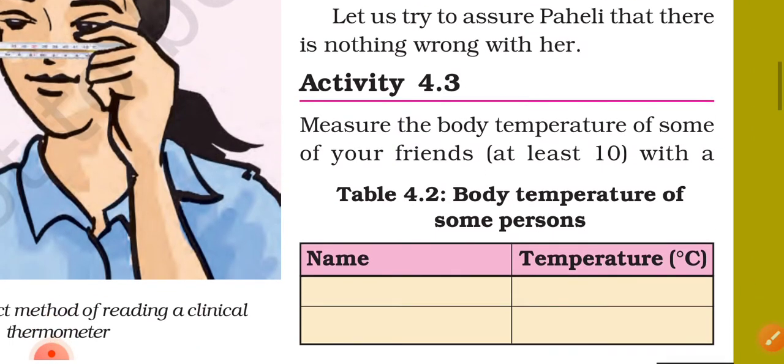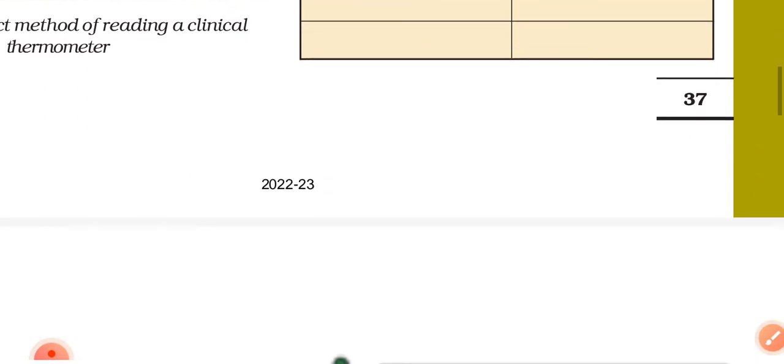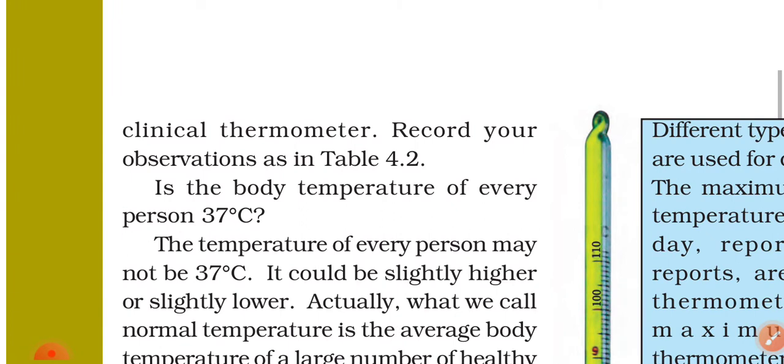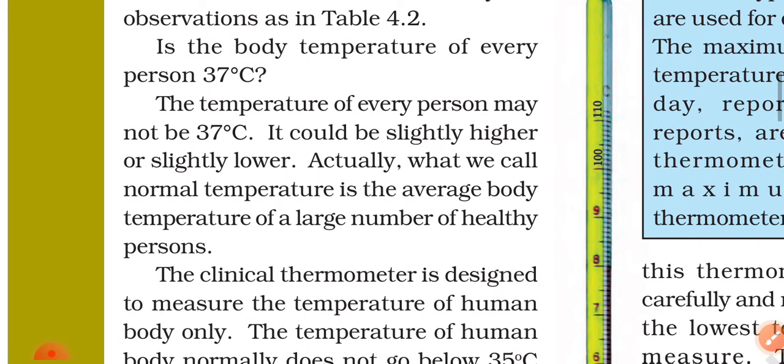Activity 4.3. Measure the body temperature of some of your friends, at least 10, with a clinical thermometer. Record your observations as in Table 4.2. Is the body temperature of every person 37 degrees C? The temperature of every person may not be 37 degrees C. It could be slightly higher or slightly lower.